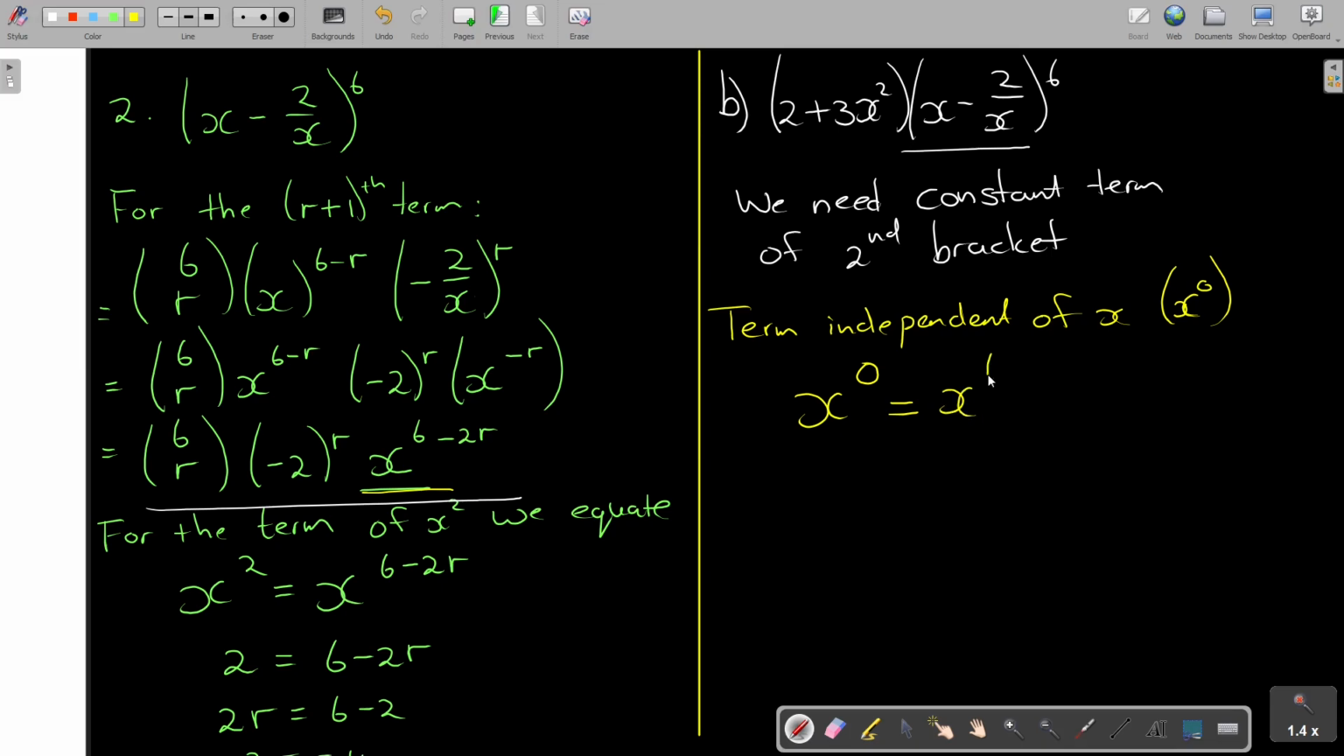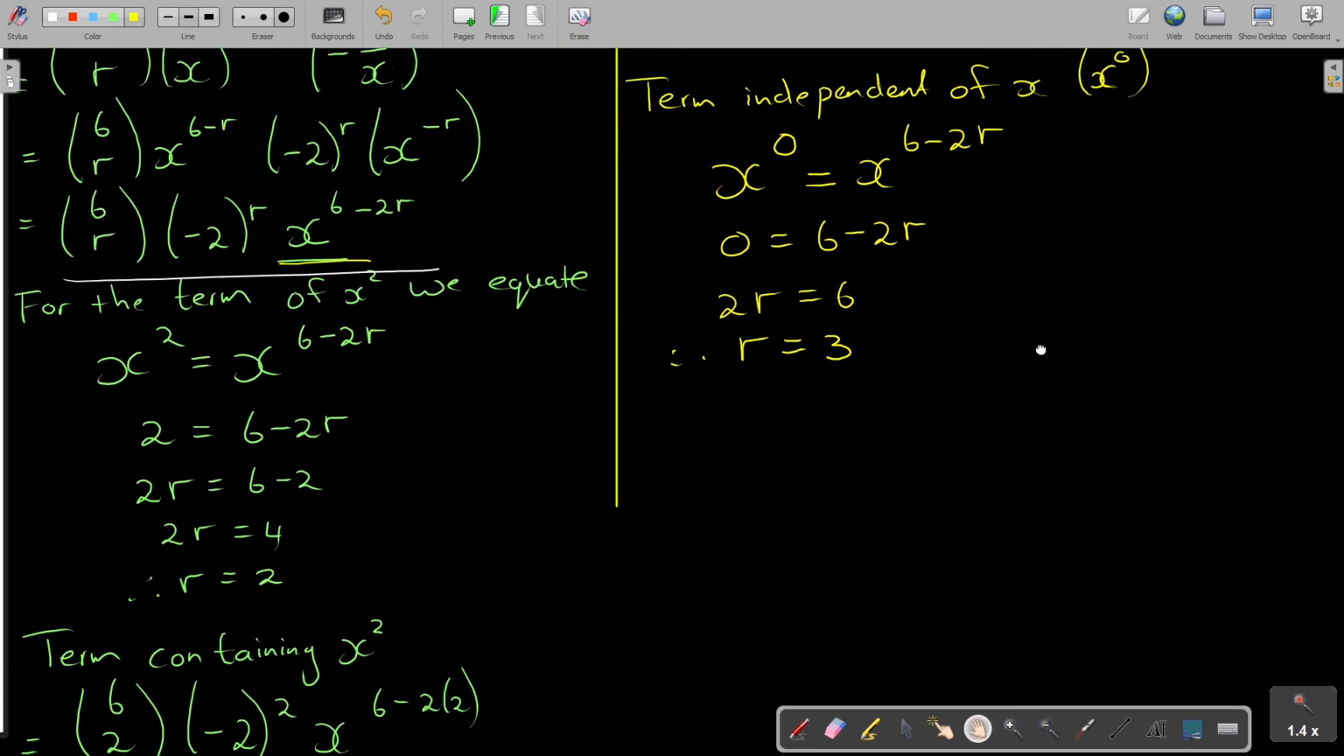So I'm going to say x⁰, and that is going to be x^(6 − 2r). Okay, so then 0 equals 6 minus 2r. So 2r equals 6. Therefore, the value of r is equal to 3. Okay, but I'm not done. So now I continue. So the term containing x⁰, or the constant term, remember it's the constant term.